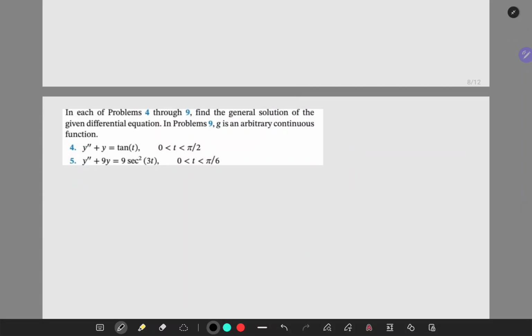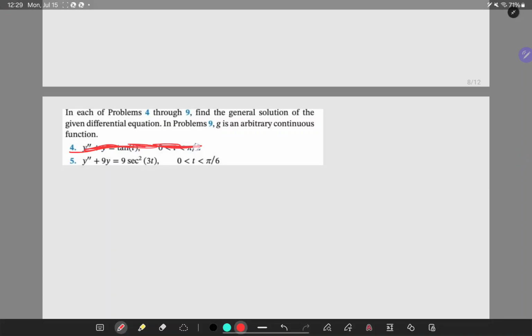Let's look at number 5. So don't worry about number 4. You could try it if you want to, but let me get my solution. So looking at my work, this is a longer one. Whenever you have a secant on the right side, you know it's going to be a longer one that deals with trig. It's just the way it is.